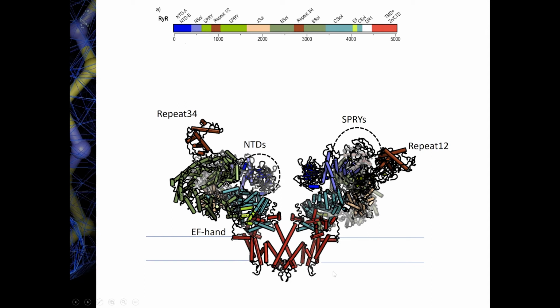And so as you can imagine, if you have disease mutations pretty much anywhere in this protein, this can affect the function of the channel by interfering with opening and closing of the pore. Okay, so this is just the general architecture, really just very brief.